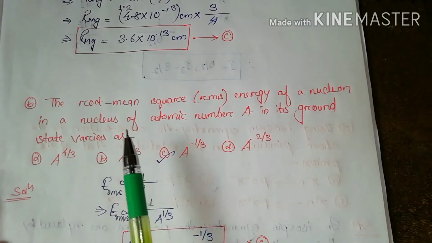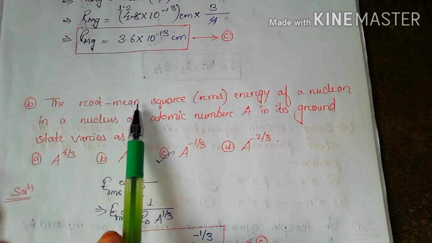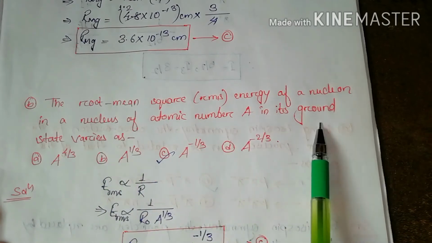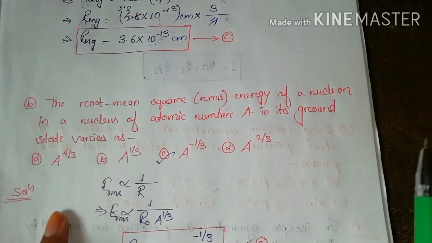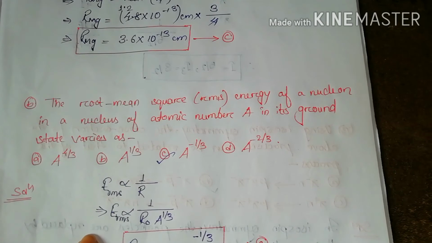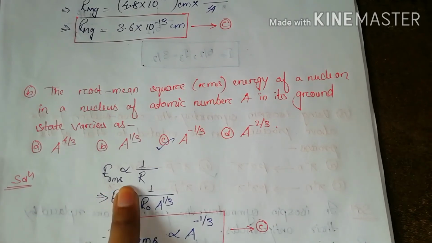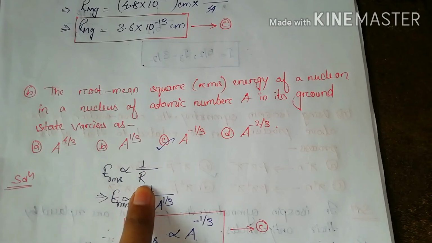Here in the next question we have the root mean square energy of a nucleon in a nucleus of atomic number A in its ground state varies as. Means we have to say how the root mean square energy of a nucleon in a nucleus whose atomic number is A, in its ground state, will vary. So the root mean square energy of a nucleon is proportional to what? 1 by R, means it is inversely proportional to the nuclear radius.